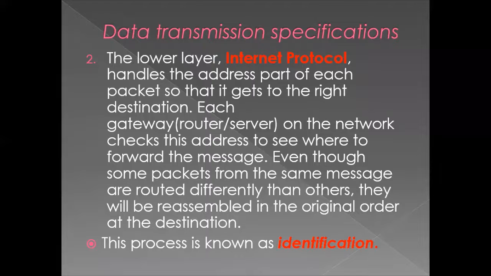Now let me continue. It says it handles the address part of each packet so that it gets to the right destination. Each gateway, that is the router or server on the network, checks this address to see where to forward the message. Even though some packets from the same message are routed differently than others, they will be reassembled in the original order at the destination. This process is known as identification.